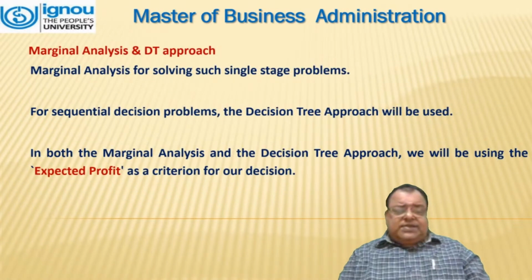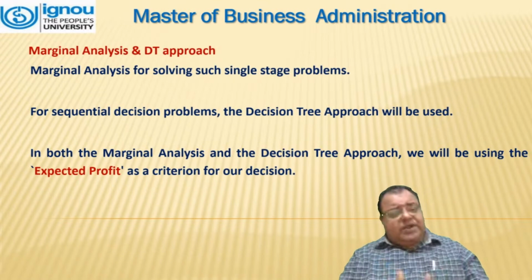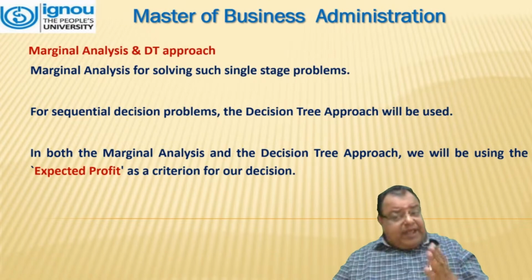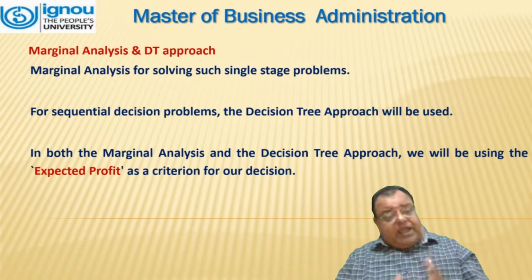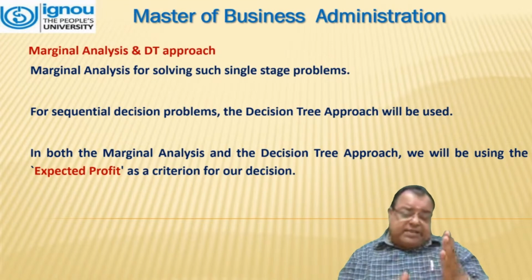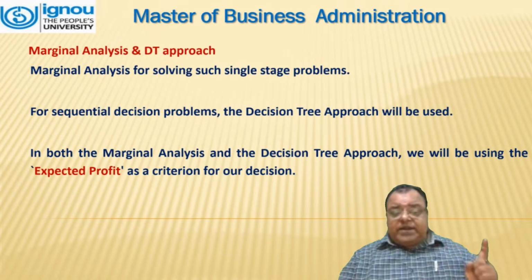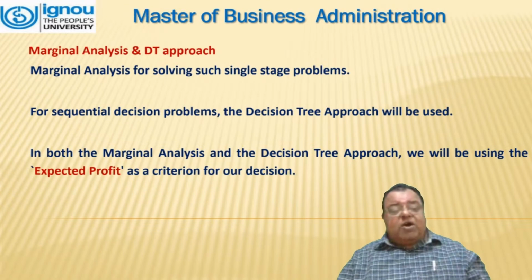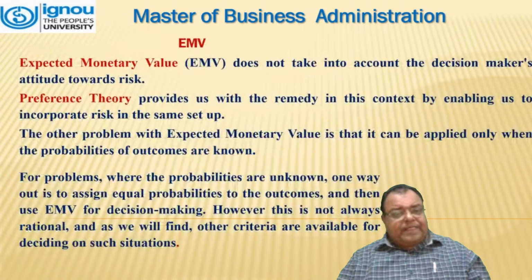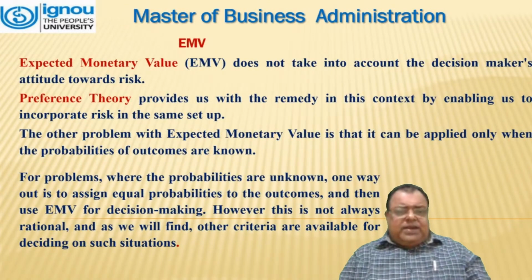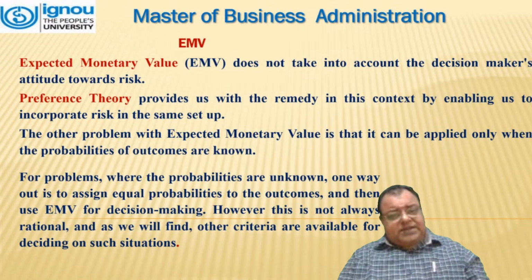Marginal analysis and decision theory approach. We use marginal analysis for solving such single stage problems. For sequential decision problems, the decision tree approach will be used. In both the marginal analysis and the decision tree approach, we will be using the expected profit as the criterion of our decision, the expected monetary value, that is EMV.